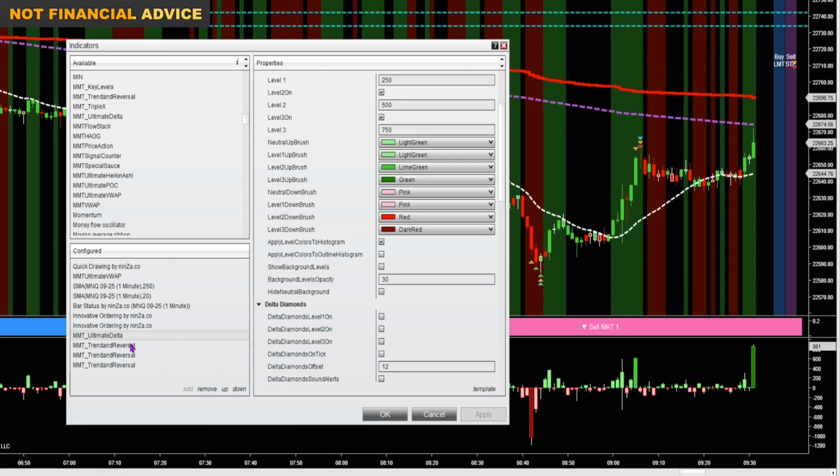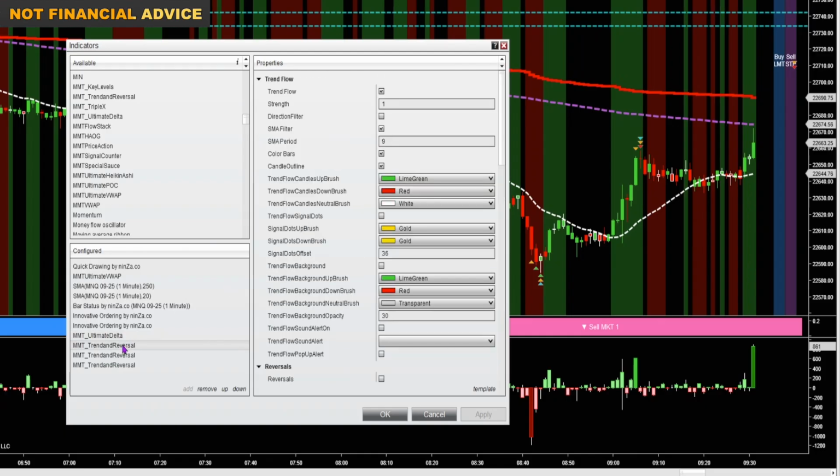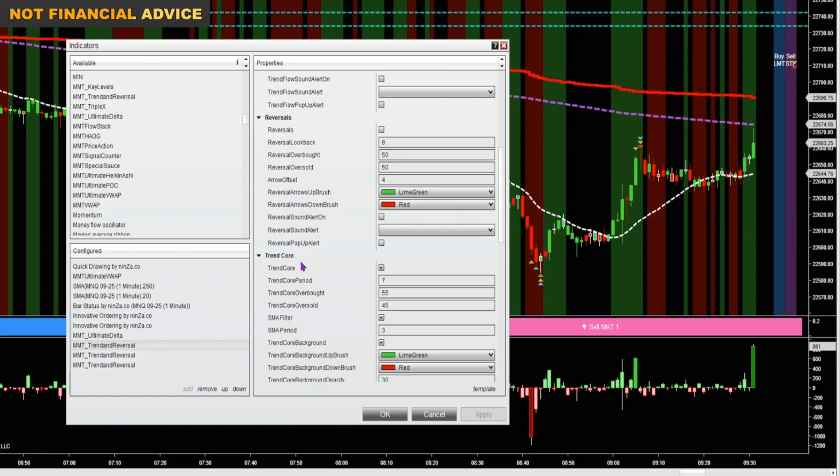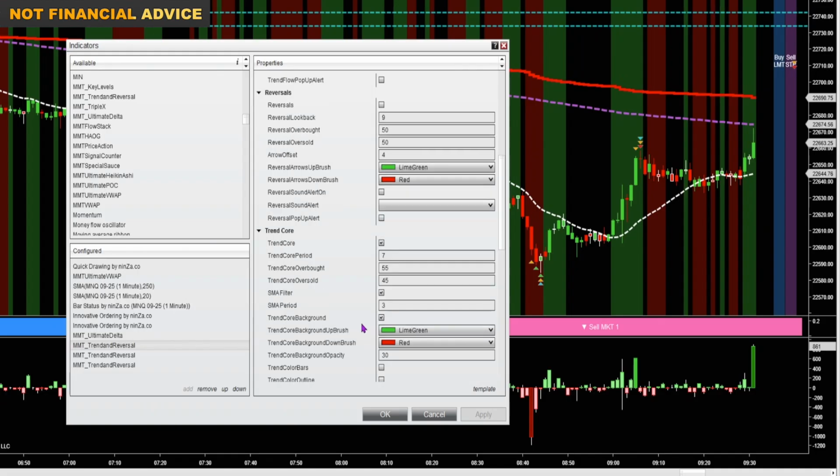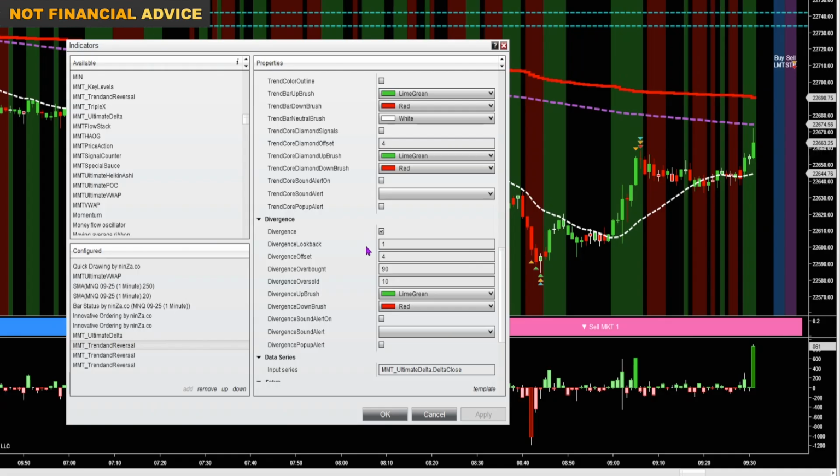Then I have 3 instances of the MMT trend and reversal. The first one is painting the candles with the trend flow. It's a strength of 1, directional filter is off, SMA filter is on with a period of 9. Got it painting the bars and the outline. The reversals are off. The trend core is on. There's a period of 7, overbought 55, oversold 45. SMA filter is on with a period of 3. Got it painting the background here. The divergence is also on. Look back period of 1, overbought 90, oversold 10. And these settings are what is making the extra strong divergence signals.